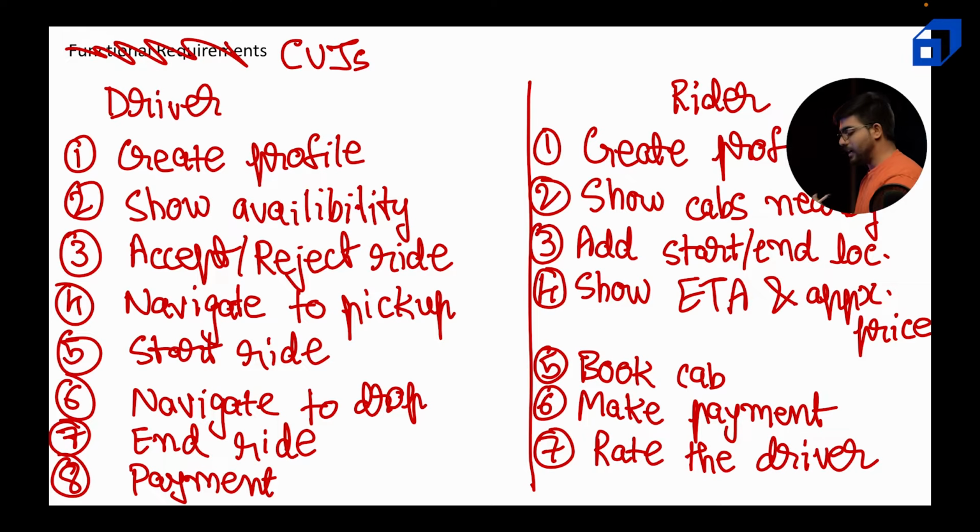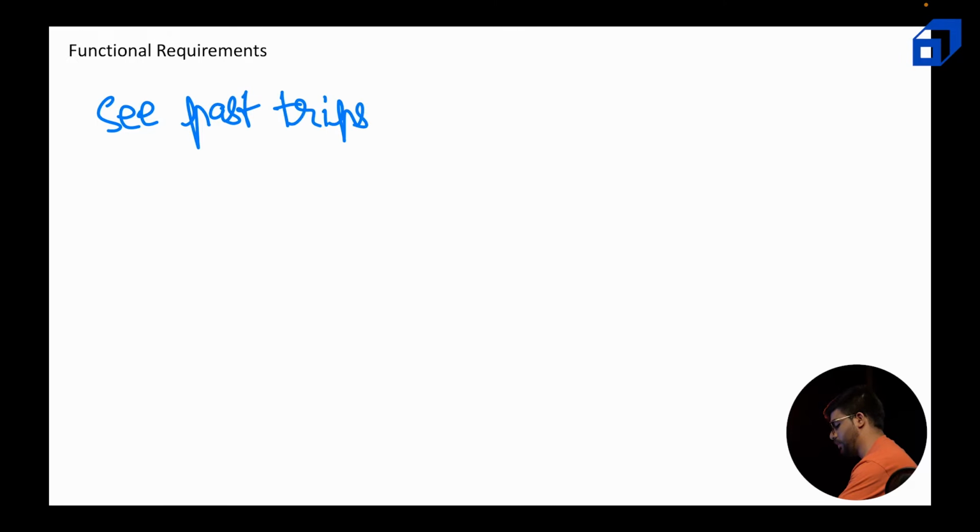So now these are the customer user journeys on the side of both driver and the rider. Now one important customer journey which we have not added in the typical flow is the ability to see the past trips or the payment history. So that is something we can add over here as well. Let's just change the color. So see past trips. Now this can be done on the side of both rider and the driver.